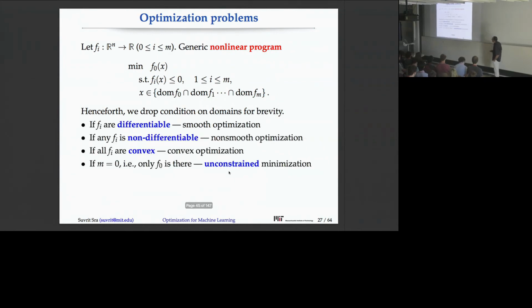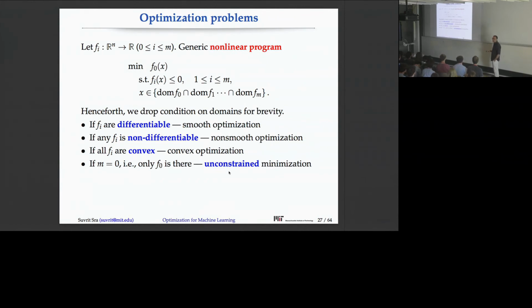Okay, so again, some jargon as usual. If all the Fi are differentiable, we call it smooth optimization. A distinction from mathematics: in mathematics, when people use the word smooth, they mean C infinity, infinitely differentiable. In optimization and machine learning, when we say smooth, we mean once differentiable. We are less demanding. If any Fi is non-differentiable, we call it non-smooth.